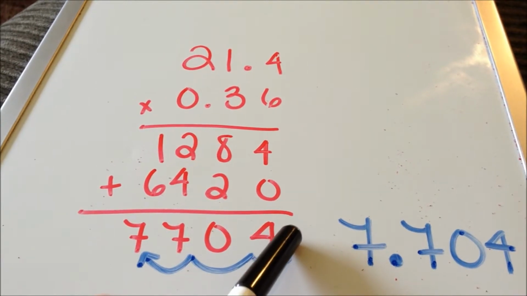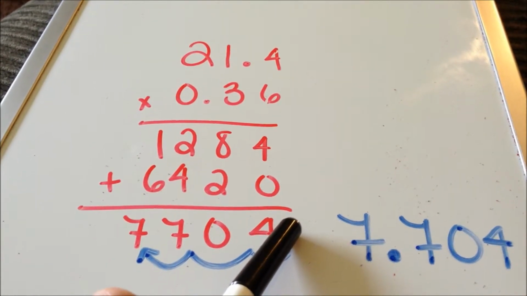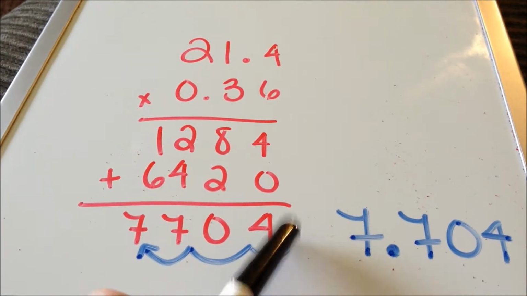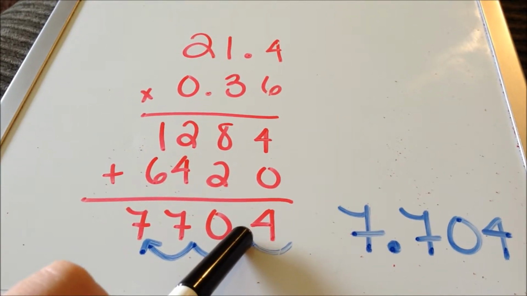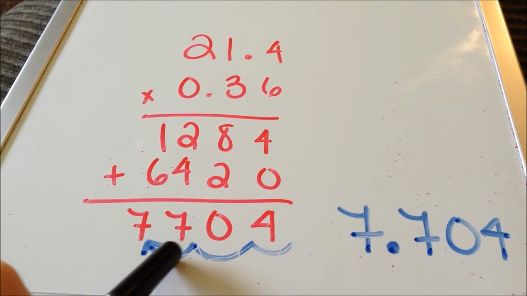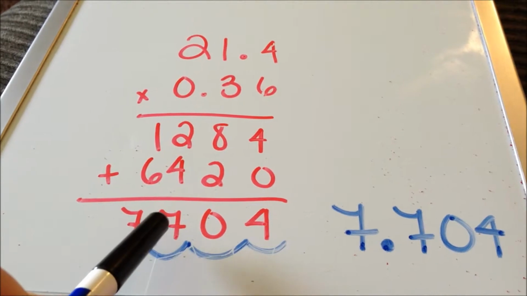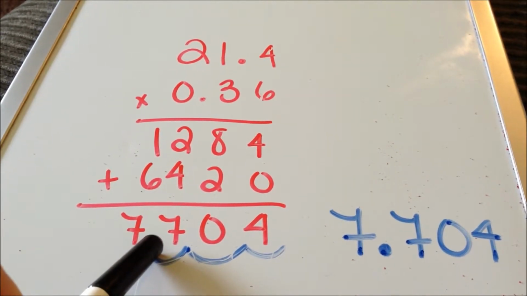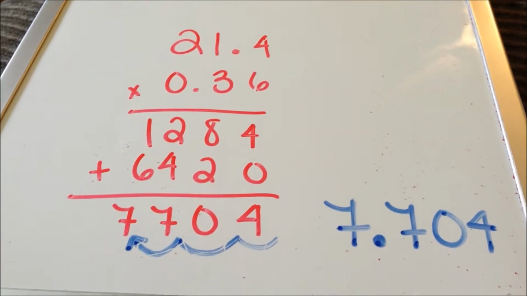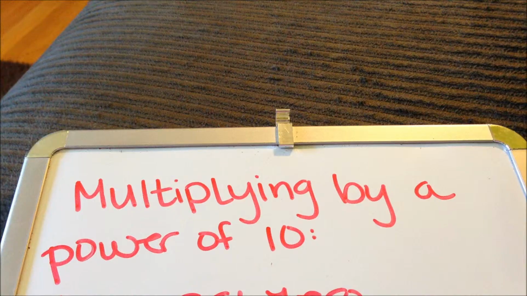So to figure out where your decimal point lies in the final answer, you start at the end of the number and you work 1, 2, 3 places to the left. Your decimal point will go right here between the two sevens. So your final answer is 7.704.